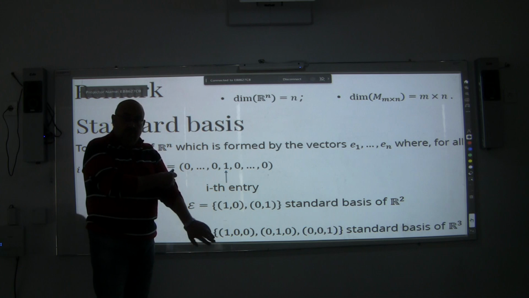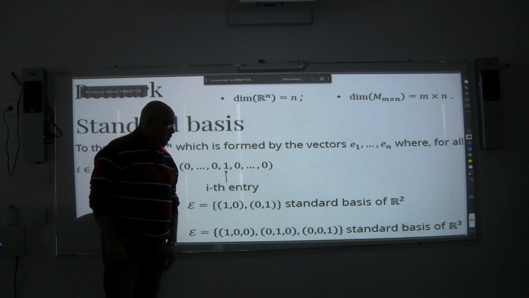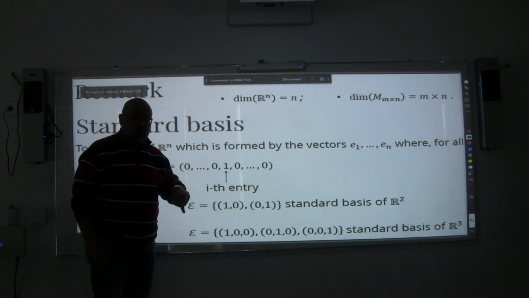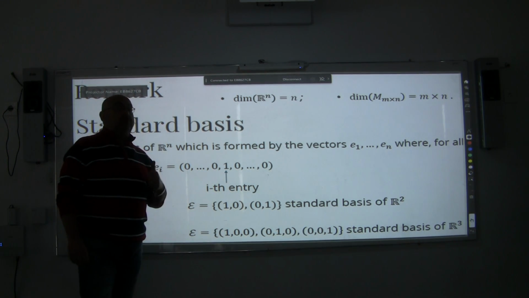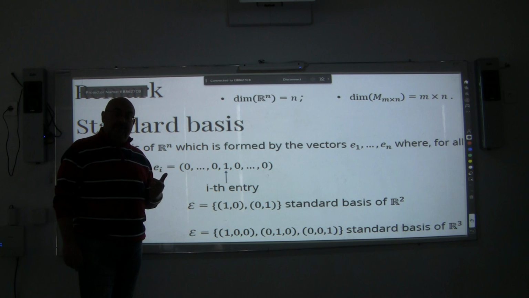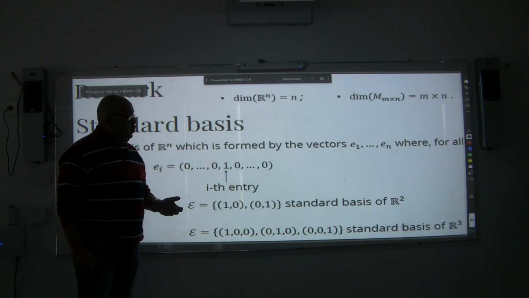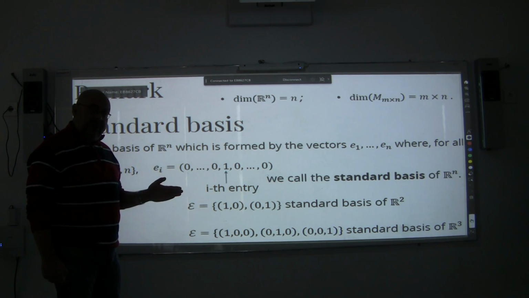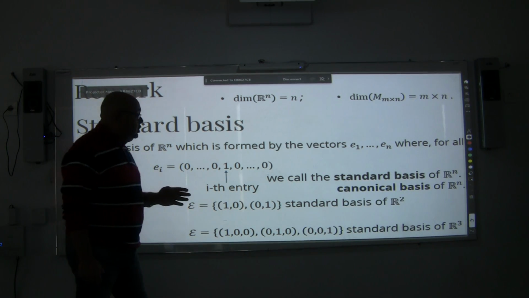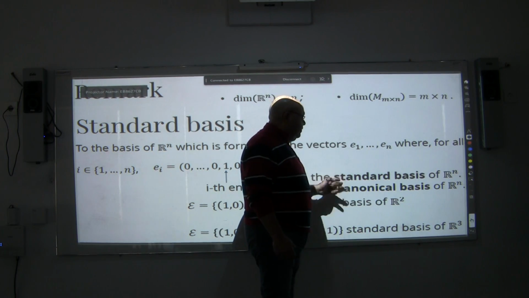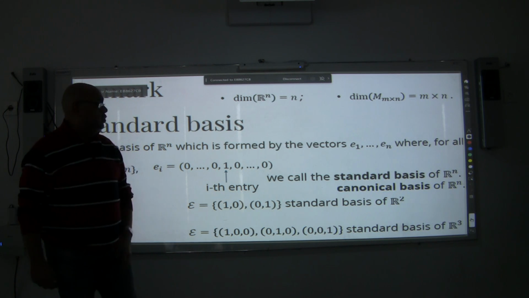For R3, in the same way, we will have 3 vectors: (1, 0, 0), (0, 1, 0), and (0, 0, 1). Those 3 vectors also represent a basis for R3, and they satisfy both conditions. First of all, they are linearly independent. Number 2, they can easily generate any vector belonging to R3. Usually, we call them the standard basis of Rn, or the canonical basis of Rn. Both expressions can be used in parallel, and they are relative to the standard basis.